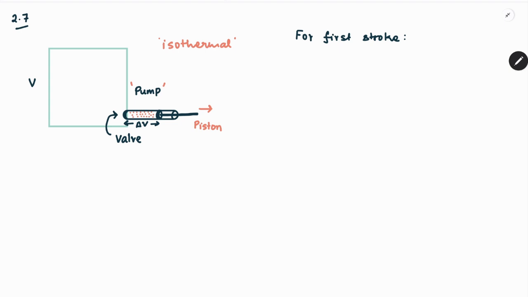So over here we are writing for the first stroke. Since the process is isothermal in nature, we say PV is equal to P1 times V plus delta V, as the volume is increased by delta V. Hence over here we can say that pressure P1 becomes PV upon V plus delta V. So this is the final pressure after the first stroke is conducted.